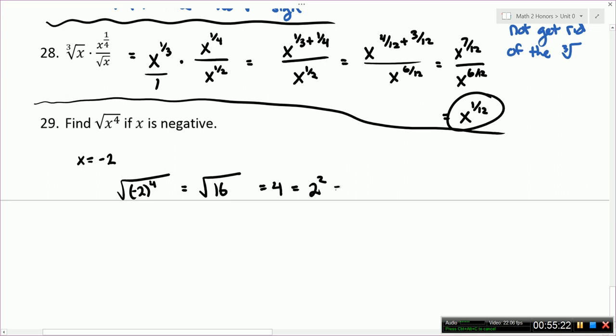We can also think of that as negative 2 squared, right? Because 2 squared is positive 4, negative 2 squared is positive 4 as well. And so the square root of x to the fourth would still work as x squared.